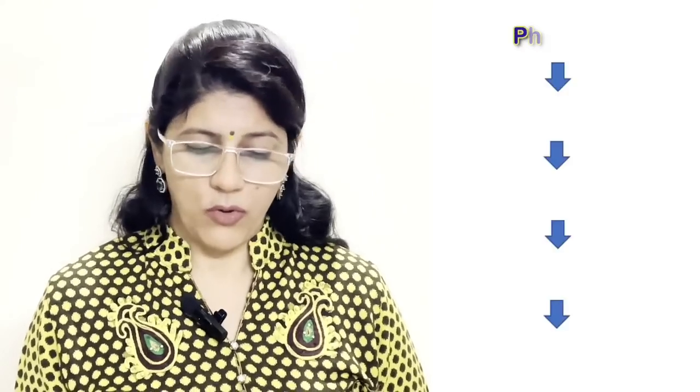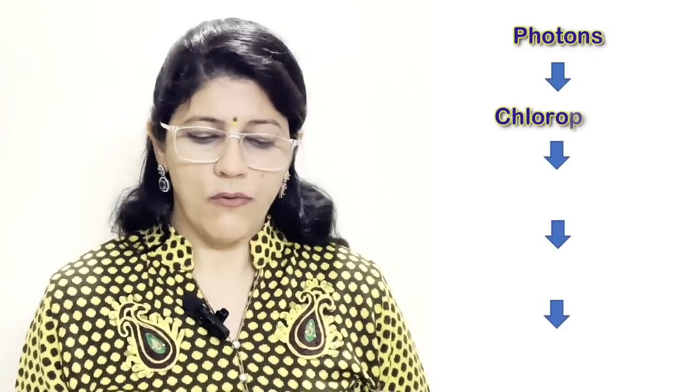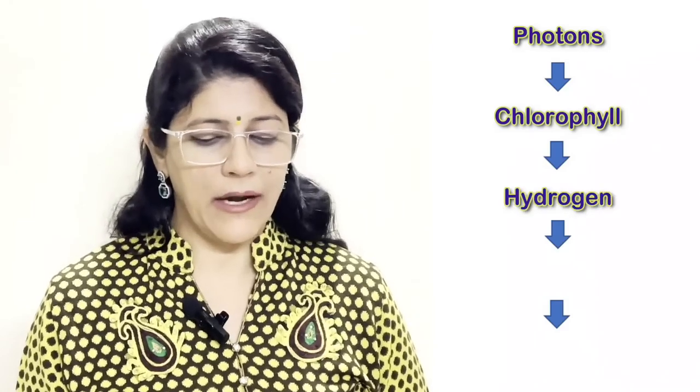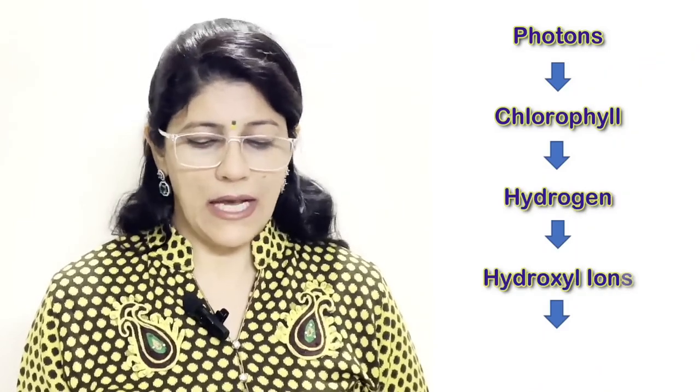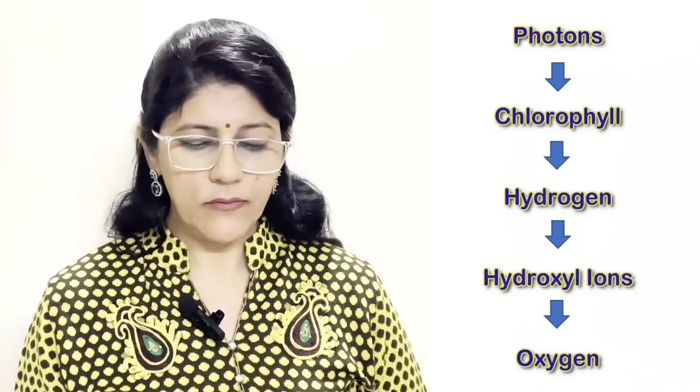Next is hydrogen and hydroxyl ion, water, oxygen, chlorophyll and photons. So starting with photons, chlorophyll, water, hydrogen and hydroxyl ion and last is oxygen.